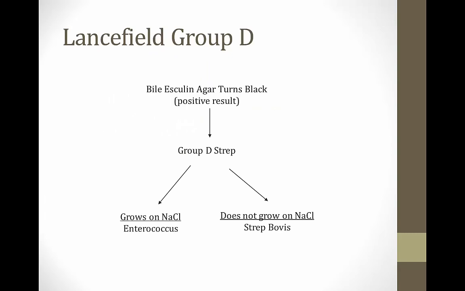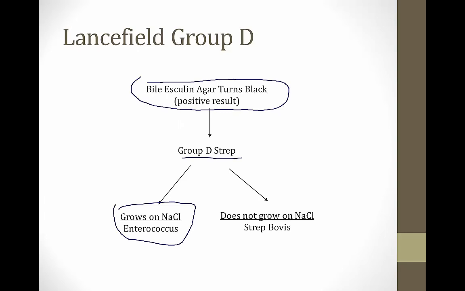So here's a slide to summarize the identification of the group D strep. If you get a positive result on the bile esculin agar, meaning it turns black, then you know you're dealing with the group D strep. If it then grows on sodium chloride, then you know you've got Enterococcus. And if it does not grow on sodium chloride, then you're dealing with a Strep bovis infection.